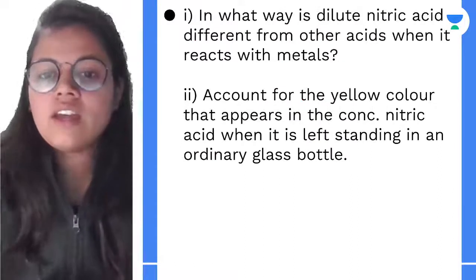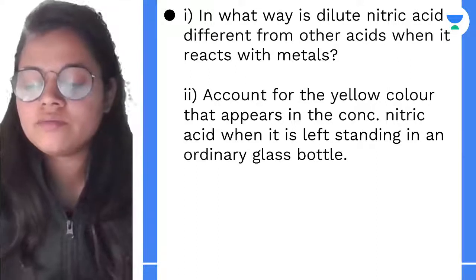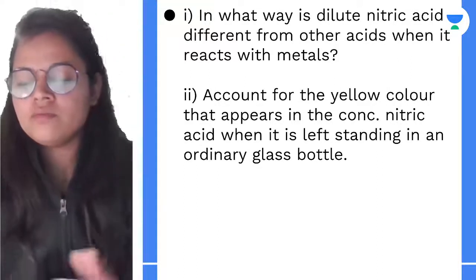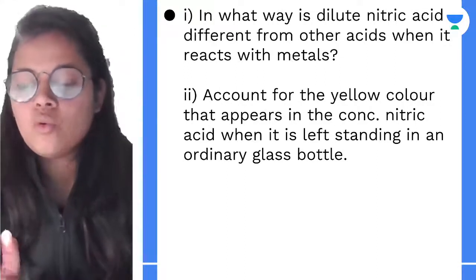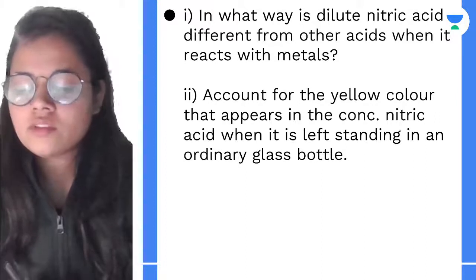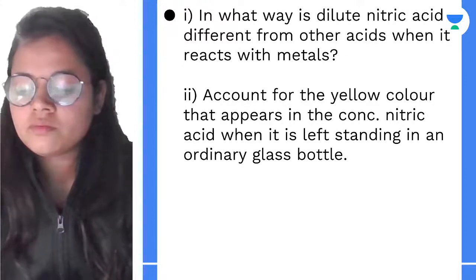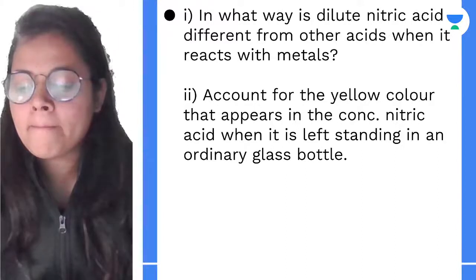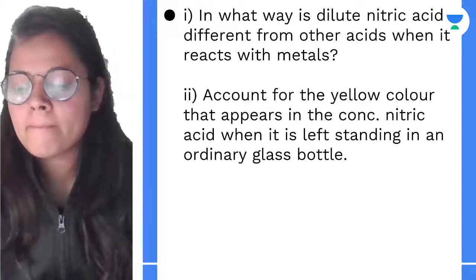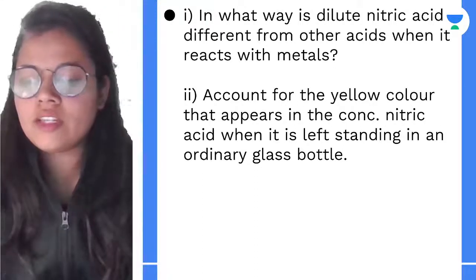Next question is, why is yellow color present in concentrated nitric acid when we leave it? Come on, that is very easy, students. Could you please tell me the answer? Why is it yellow colored? Anyone? 30 seconds left.